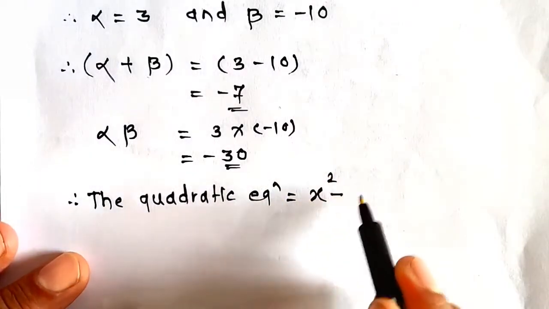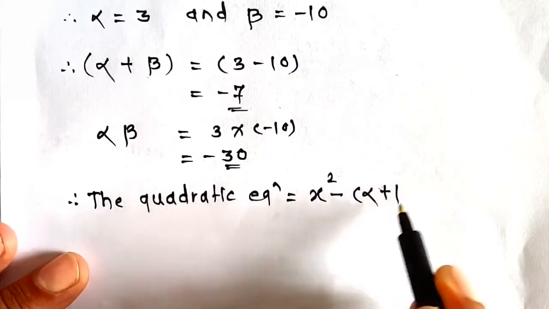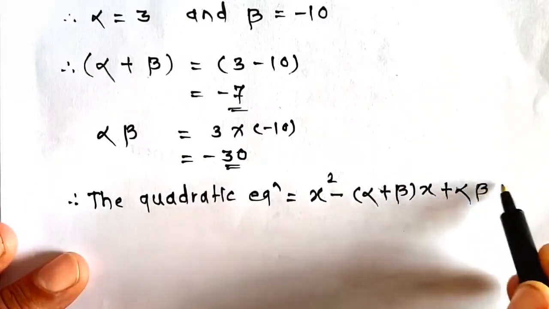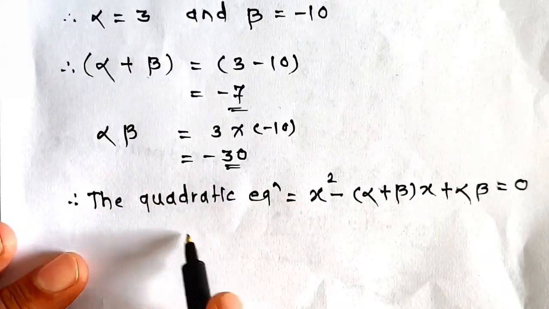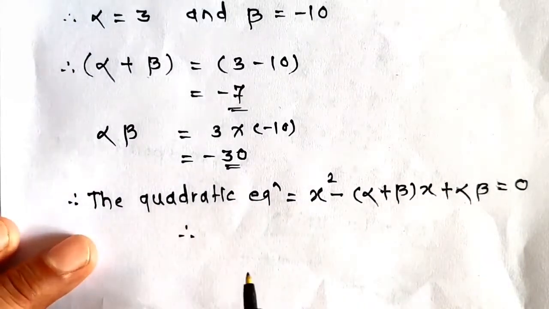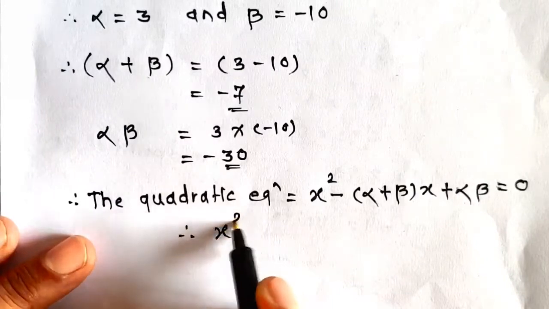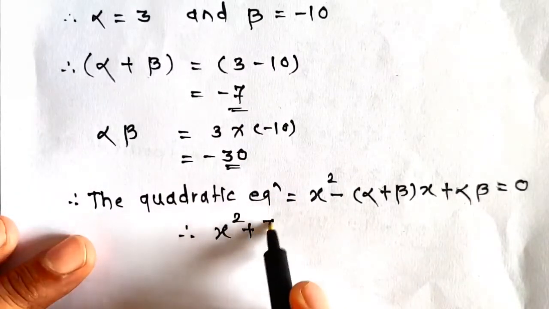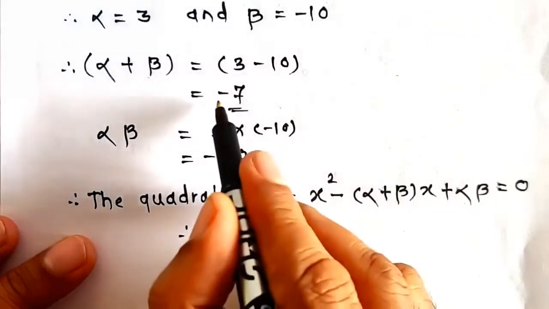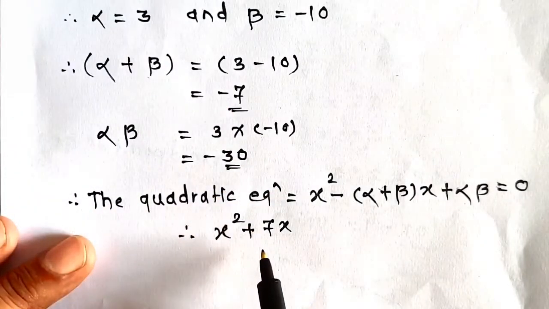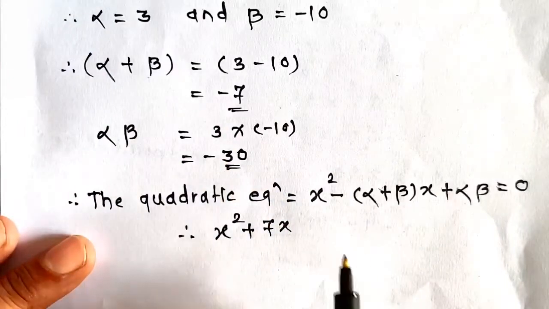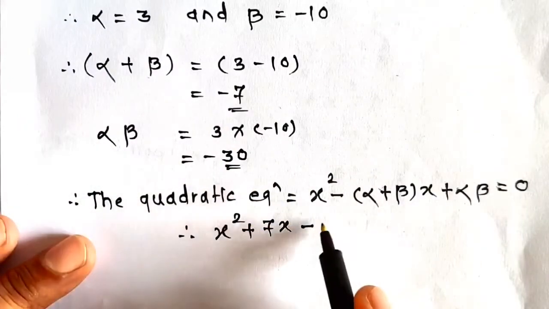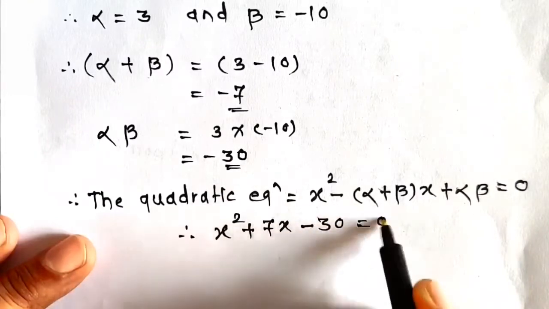x square minus, first write the formula, alpha plus beta into x plus alpha into beta is equal to 0. Now substitute the values. x square as it is. This is minus of minus 7, the minus becomes plus 7x. If alpha plus beta is negative, it becomes positive; if it is positive, it becomes negative. And here the plus sign stays, so minus 30 is equal to 0.